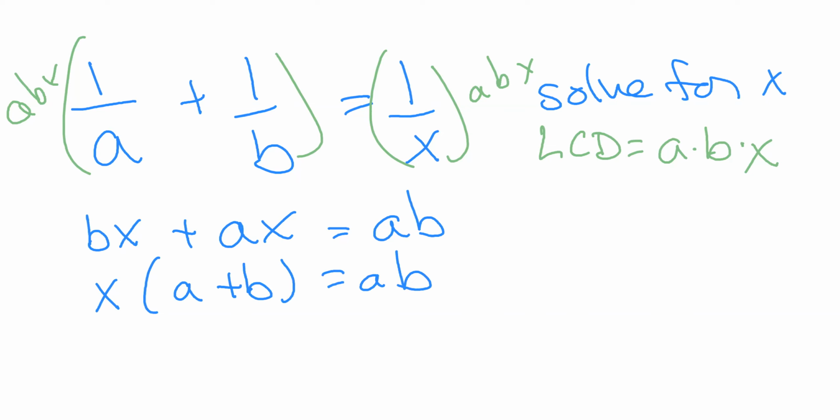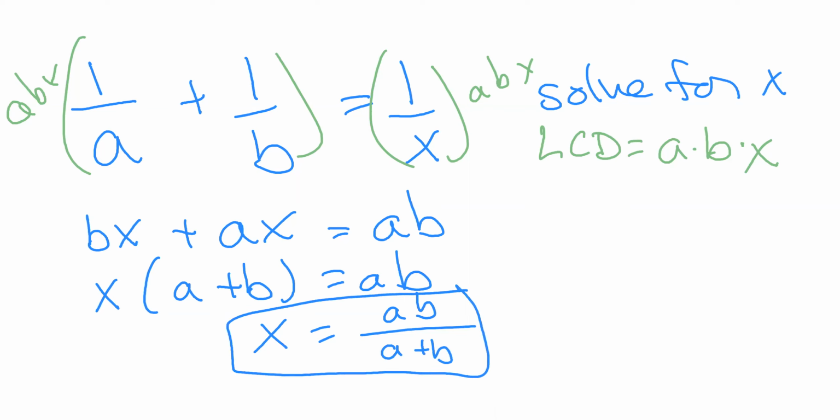And then we will just divide by AB, or A plus B. So we get that X equals A times B over A plus B, and we have solved for X. All right. So that's solving rational equations. If you need to go through those examples, please do.